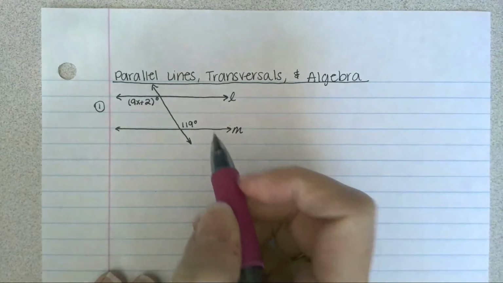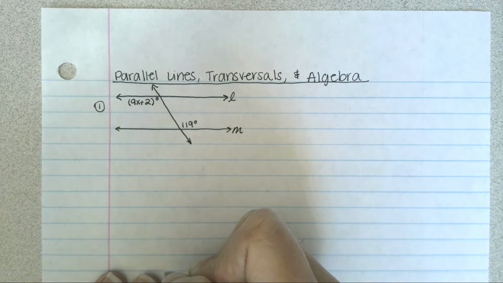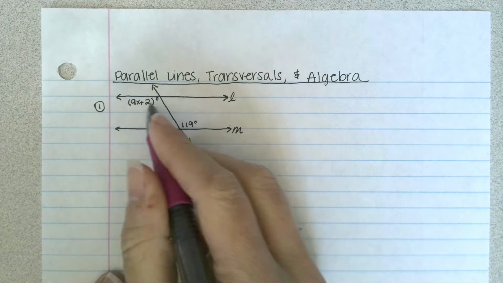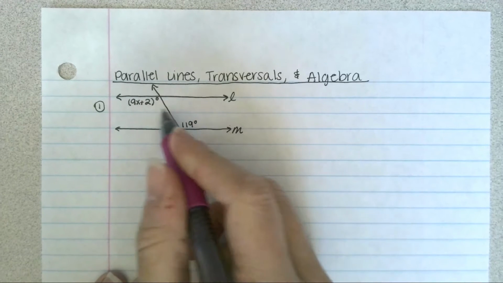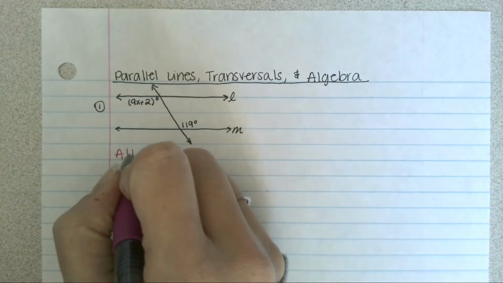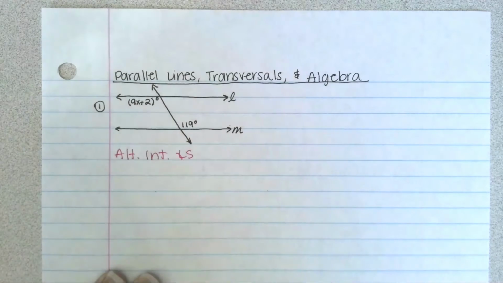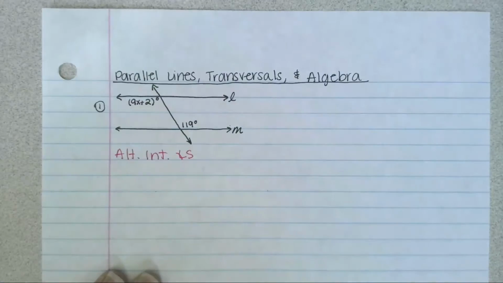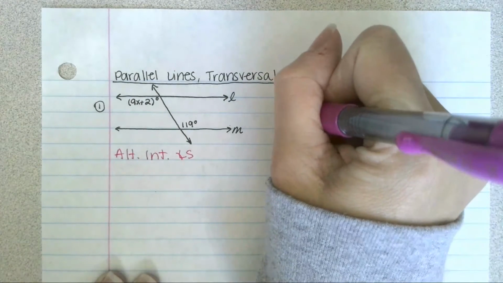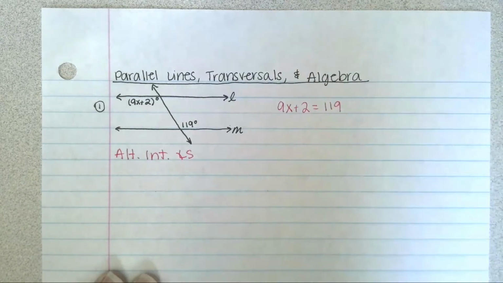So the first thing we need to do is determine what relationship they have to each other, so that we can determine if they are congruent or supplementary. These two are on opposite sides of our transversal, and they're both on the inside of the two parallel lines. So these are alternate interior angles. We know that alternate interior angles are congruent, which means I can set these equal to each other. They have to have the same angle measure.